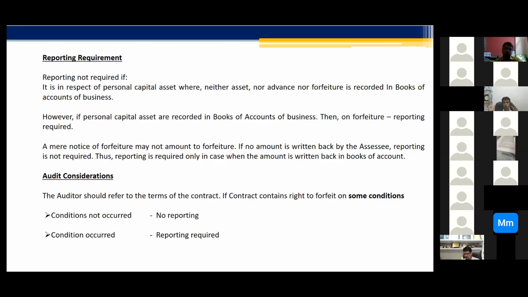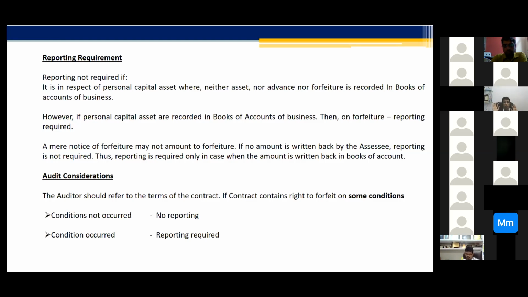What happens? According to me, if it is in personal capital books, I do not report it. If personal capital assets are recorded in my books of account, that is of business, then only it has to be reported. And that also when there is a forfeiture. A mere notice of forfeiture may not amount to forfeiture if no amount is written back by the assessee. Reporting is not required. Such reporting is required only where the amount is written back in the books of accounts. So if he is writing it back in the books of accounts, then only I will report.